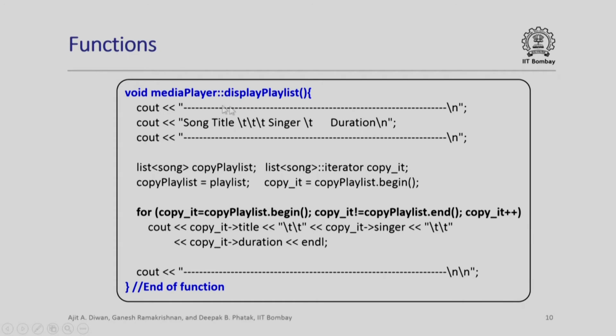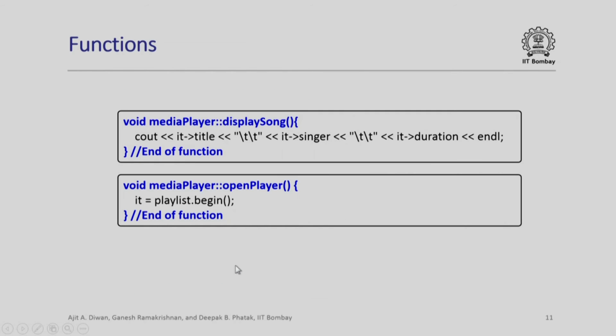Next, we display the playlist. This is very simple. We just output this. There is a list of the type song. The copy playlist will permit us to copy the entire playlist. The iterator copy IT is associated with that list. Now, I iterate for copy IT from copy playlist dot begin till it ends. One by one I will go through that list and I will print the desired information associated with that song. So, this is very simple.